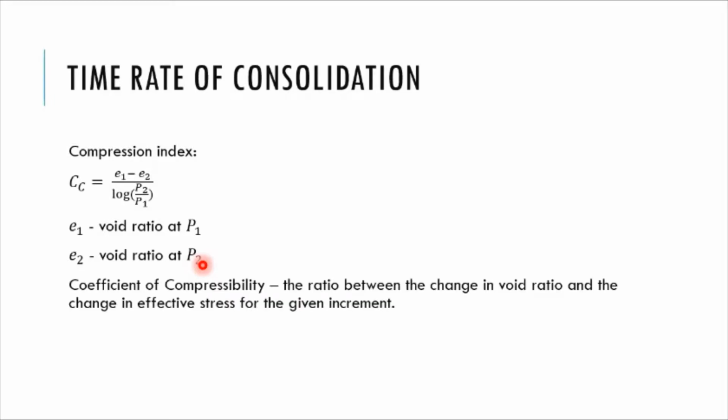The coefficient of compressibility is the ratio between the change in void ratio and the change in effective stress for the given increment. And a sub V is the coefficient of compressibility, which is usually expressed in meter squared over kilonewton. The formula for coefficient of compressibility is equal to e sub 1 minus e sub 2 over P sub 2 minus, this will be P sub 1, not P sub 2.